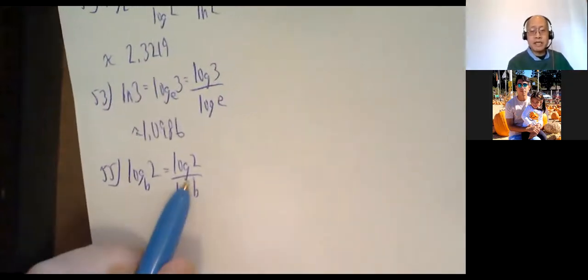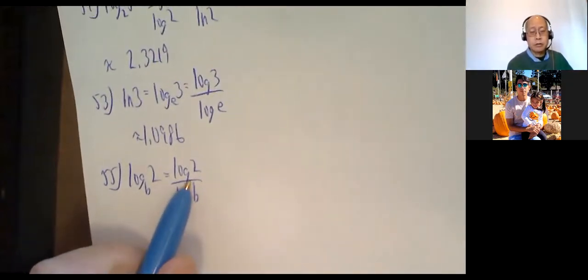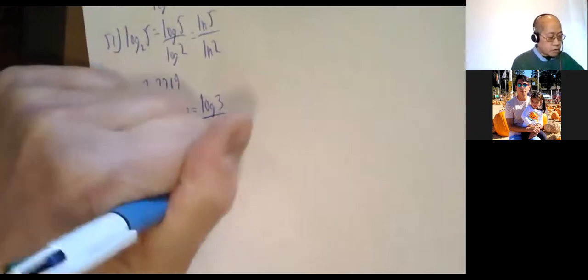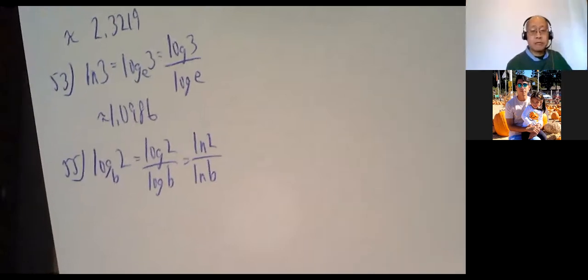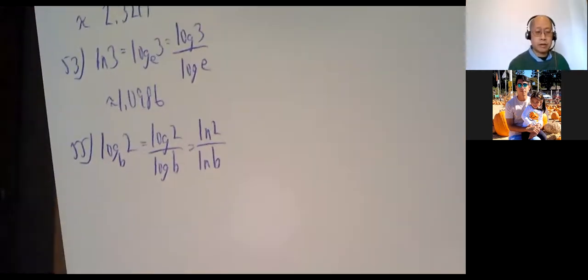When it's written like this, the base is 10, understood. Or you can write it as an ln. So ln 2 over ln b. And there's nothing else you do after that because we don't know the value of b. So just stop right there.